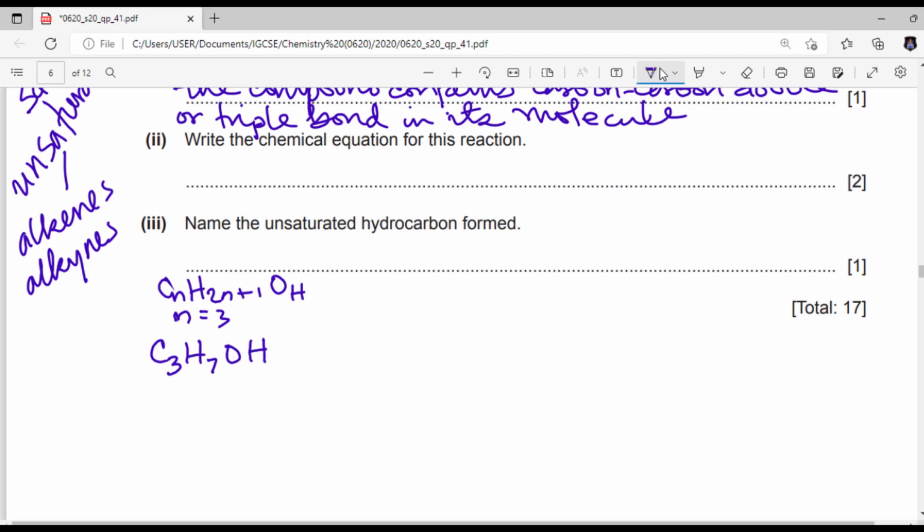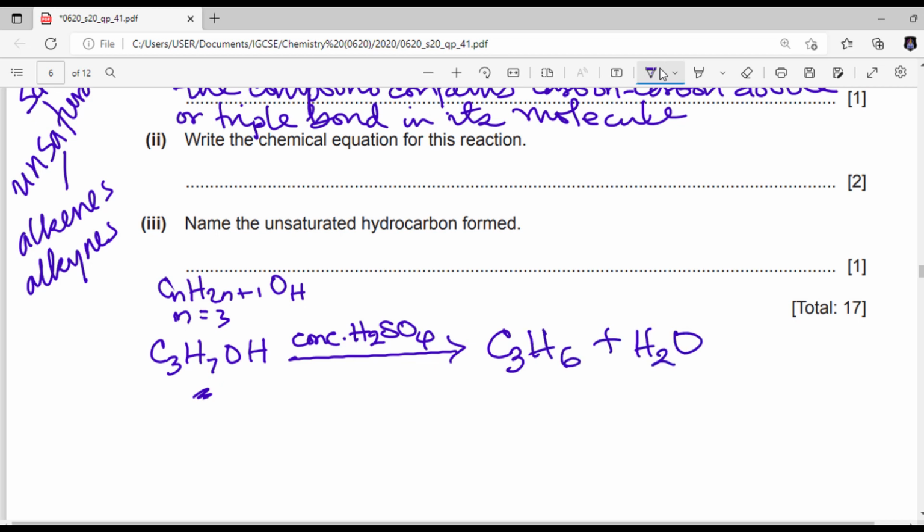C3H7OH, if you substitute n as 3 into this equation. If you are using conc H2SO4 as a catalyst, it will appear on top of the arrow. Now, apart from acting as a catalyst, it also acts as a dehydrating agent, meaning that it will remove water from this one molecule. So if you remove water from this, what will be left? C3H6, right? Good.